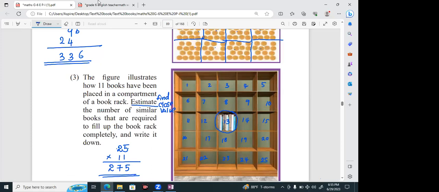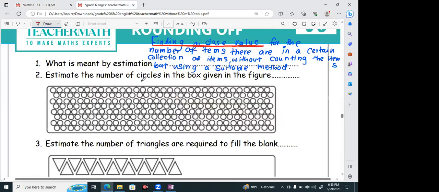Yes, madam. Okay, if so, can you move to the question in the tutorial? Can you tell me, can you estimate the number of circles in the box in the given figure? You have to just identify how many circles are there in one unit and count how many units are there. Okay, count and tell me what the answer is. 256 circles.